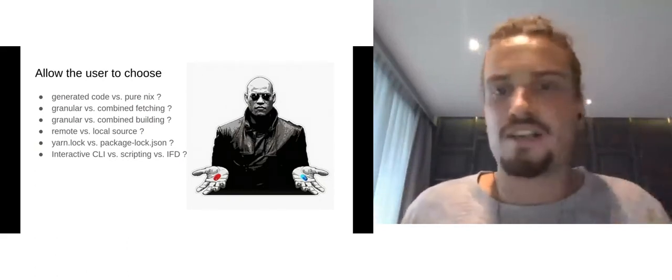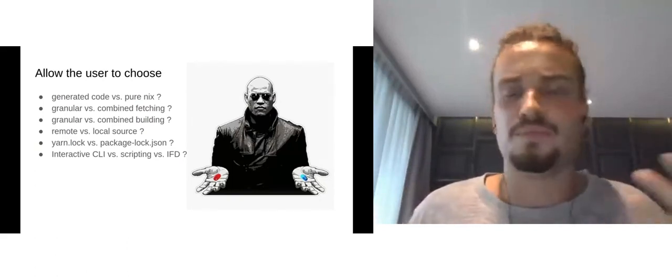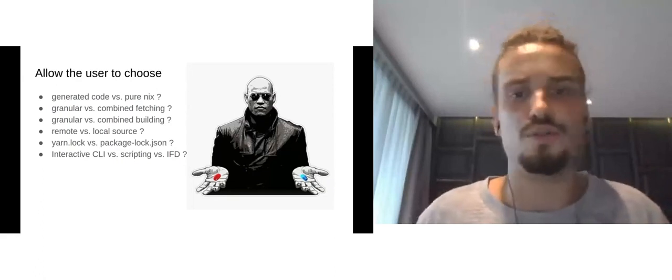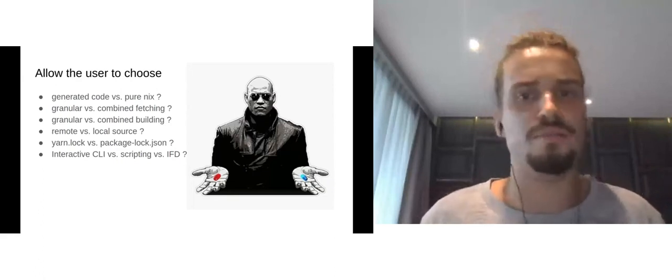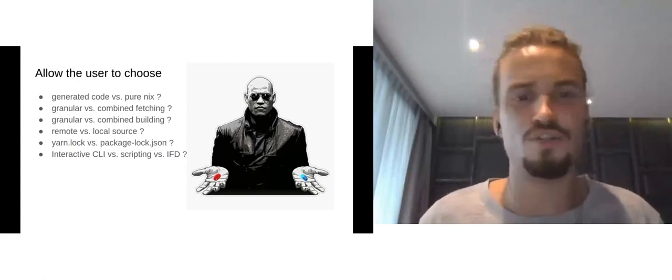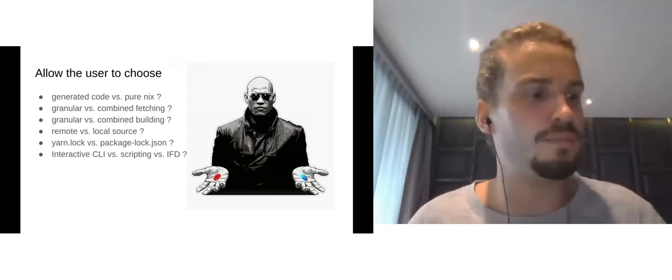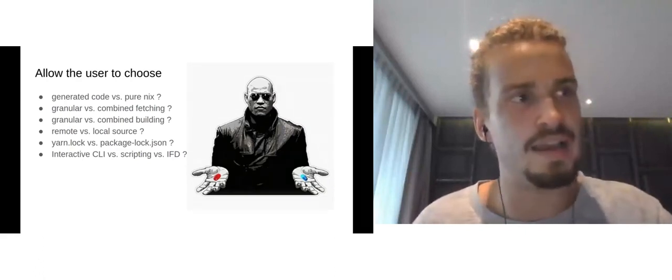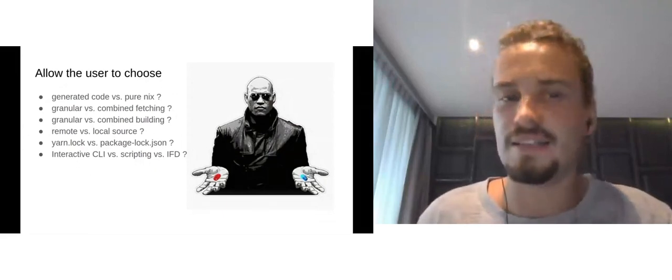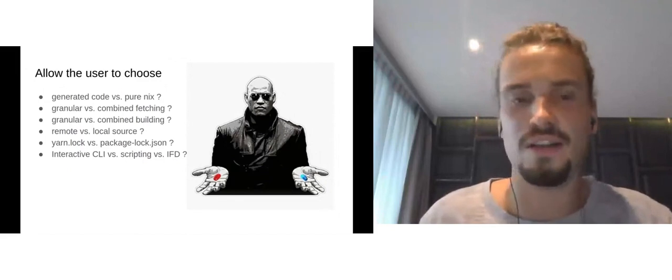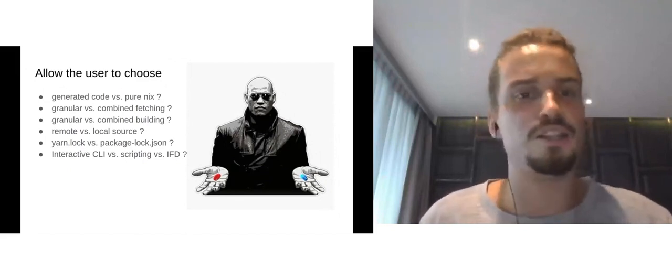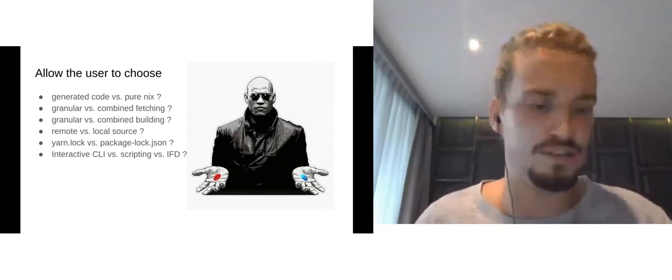We want to provide different kinds of builders. Usually you want to have a granular builder. That's usually the best, but sometimes it's not possible or it's super difficult to do. For example, some build systems have cyclic dependencies. In that case, it's difficult to do the granular approach because Nix can't deal with cyclic dependencies. Nix will run into an infinite recursion.